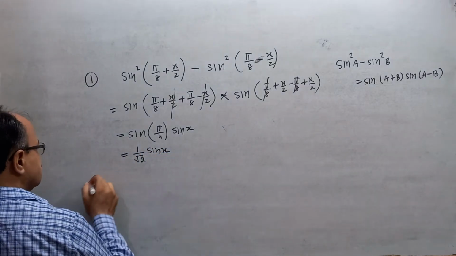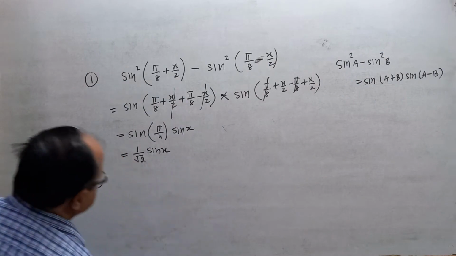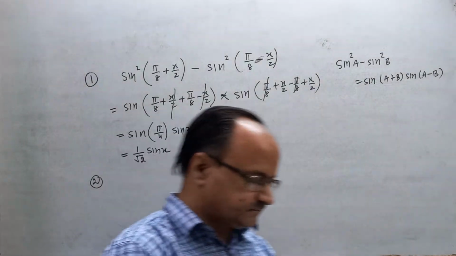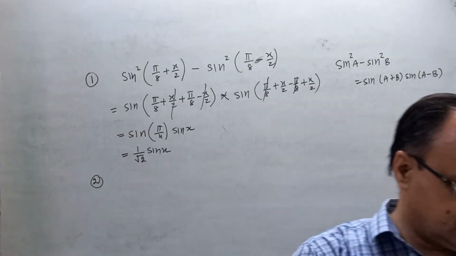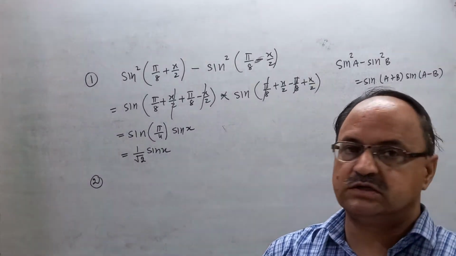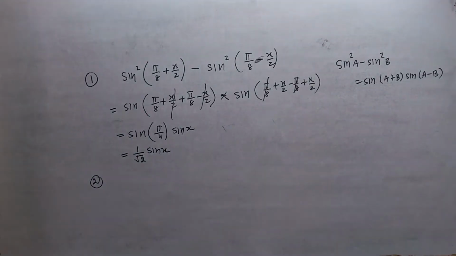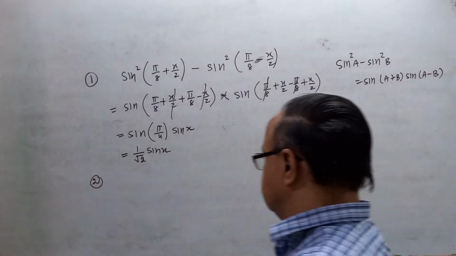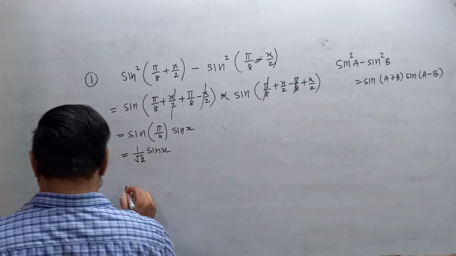This is the solution of this question. You can check again. In this question, we apply the formula sine square A minus sine square B. Okay. Next, we solve the next question.